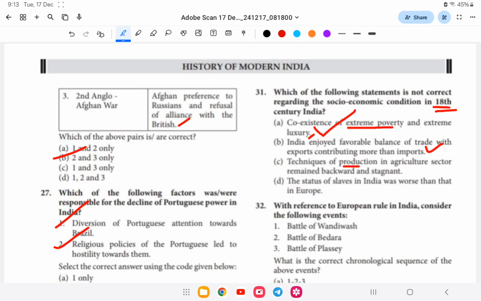Next, techniques of production in the agriculture sector remained backward and stagnant, because there was no technological advancement in agriculture. So it was rudimentary, backward and stagnant. So 1, 2 and 3 are correct.